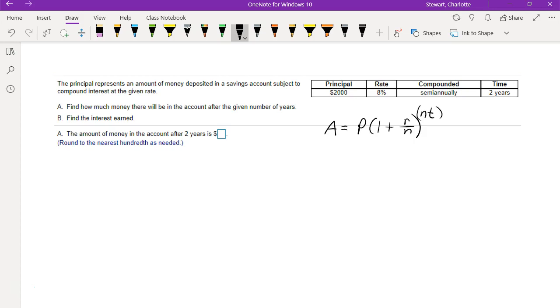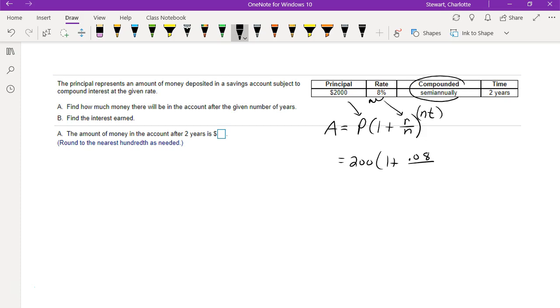Now here we're given a principal of $2,000. Then we're given a rate of 8%. Remember to change that rate to a decimal by moving the decimal point over 2 places to the left.